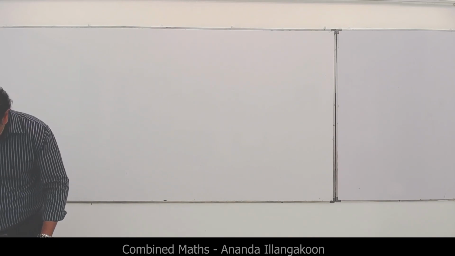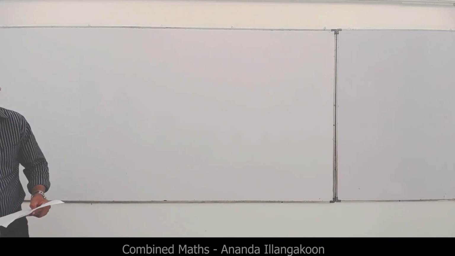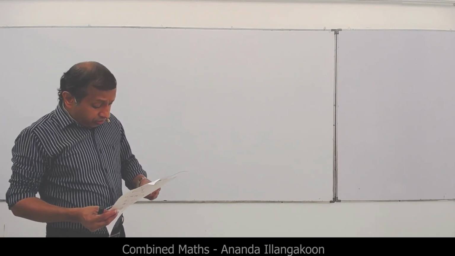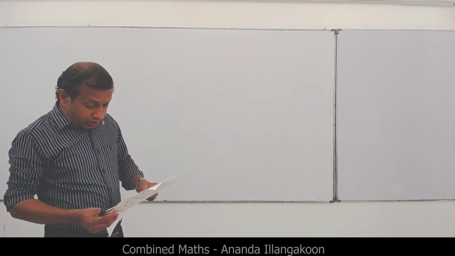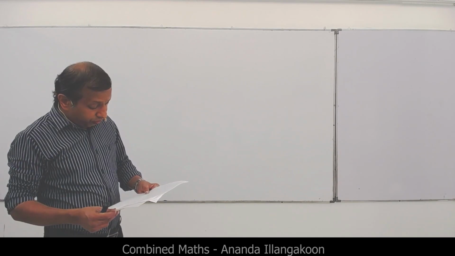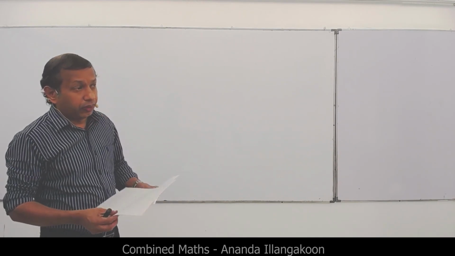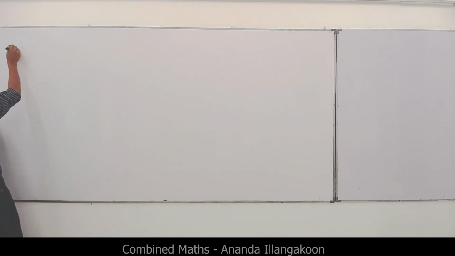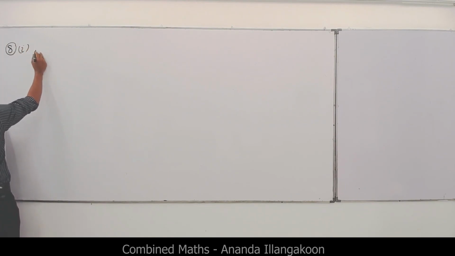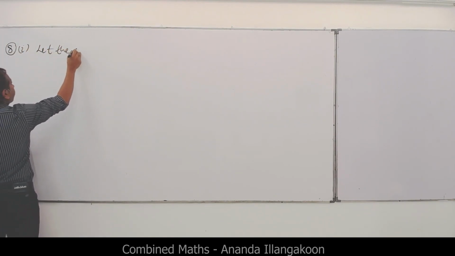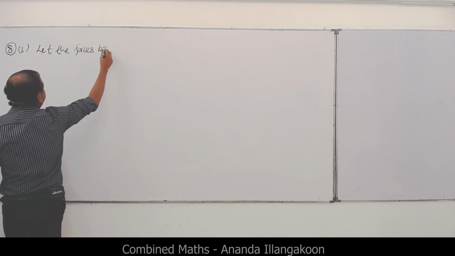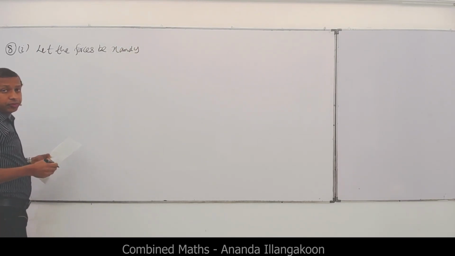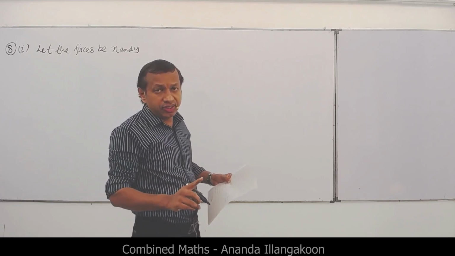Number 8, it says the least resultant of two forces is 10 newtons. When the forces are perpendicular to each other, their resultant is 50 newtons. Find the two forces. Right. Now, we'll take two forces as x and y. Let the forces be x and y. Right. For two given forces, the least resultant is their difference.